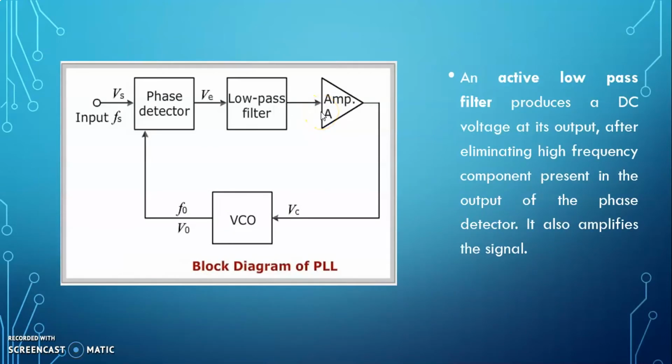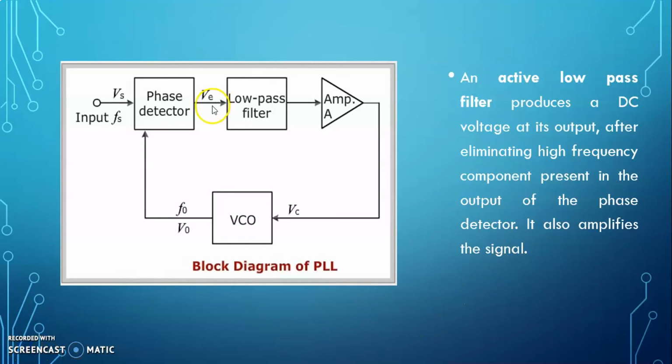Okay, now we can see the low pass filter. An active low pass filter produces a DC output voltage at its output after eliminating the high frequency components present in the output of the phase detector. It also amplifies the signal.